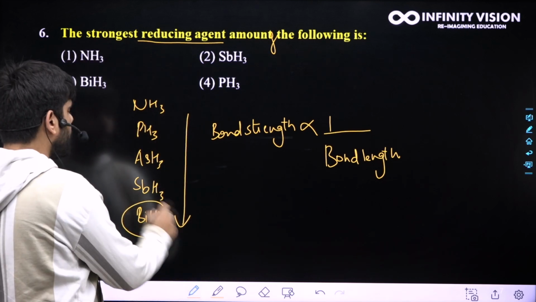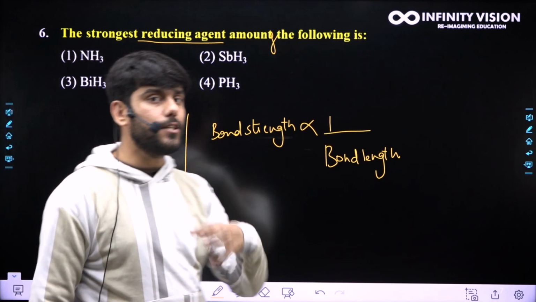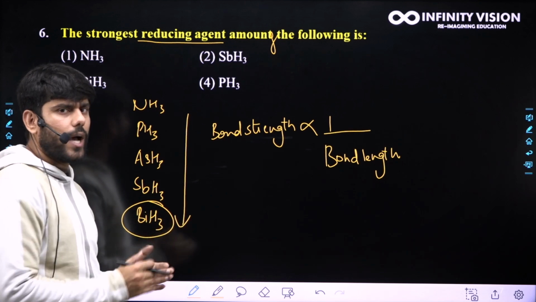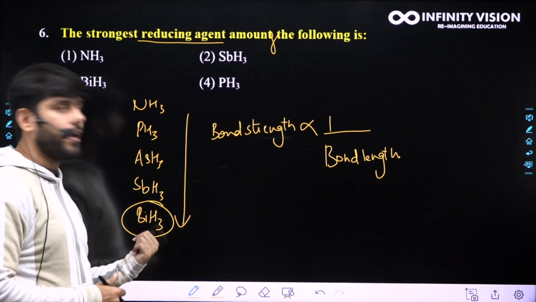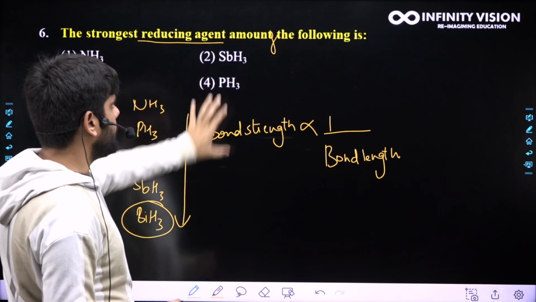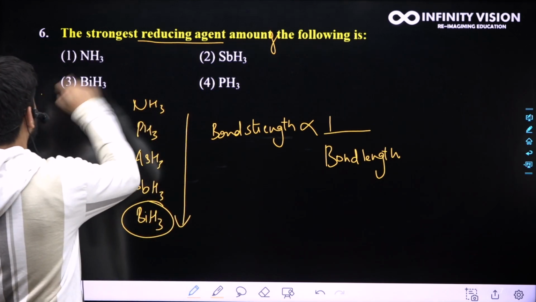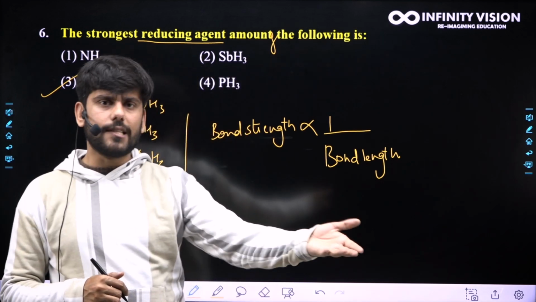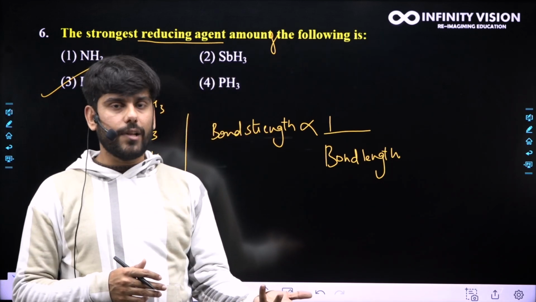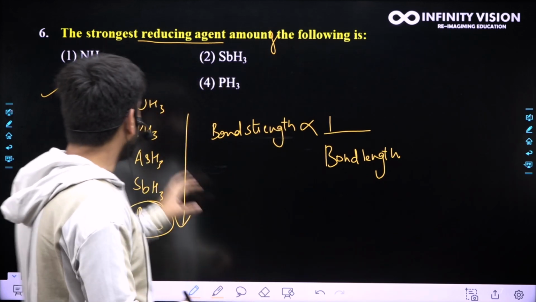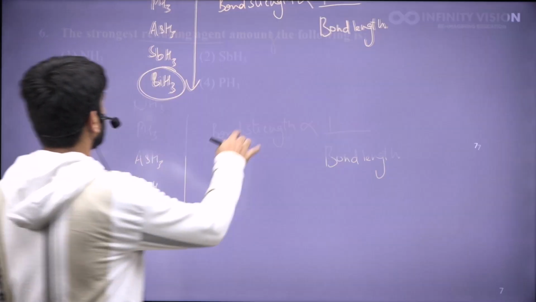In the case of bismuth hydride, BiH3, it has the maximum tendency to release H. Why? Because the bond is the weakest over here. And hence, it is the strongest reducing agent among these hydrides. So we have got BiH3, that is third, as the right answer, right? The more easily it releases H, the better the reducing agent it is. All right, let us move to the next question.